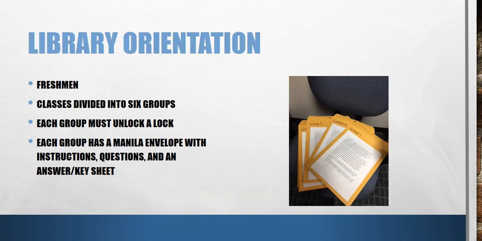For library orientation, I do orientation with freshmen. Each class comes in and they're divided into 6 groups. Each group must unlock a lock to get into the breakout box. Each group sits at a table. They get a manila envelope. Inside the envelope or pasted to the outside of the envelope are instructions. Then the questions and an answer key or answer sheet are on the inside. And then they get to work using the organizational walkthrough that I provided before we started.